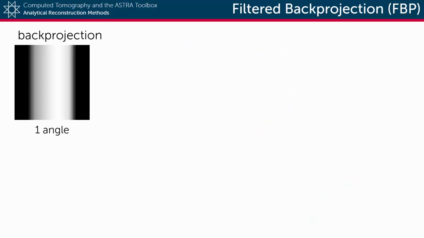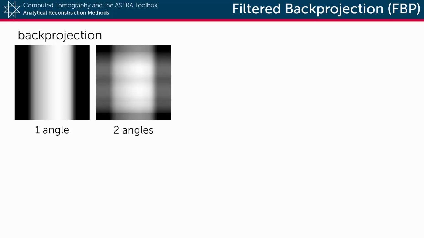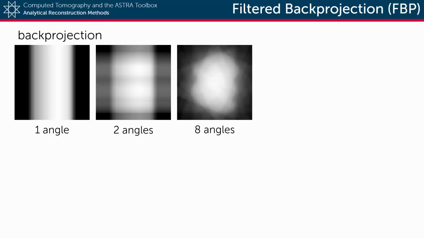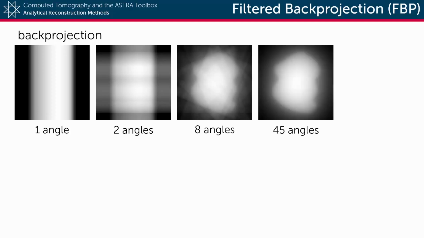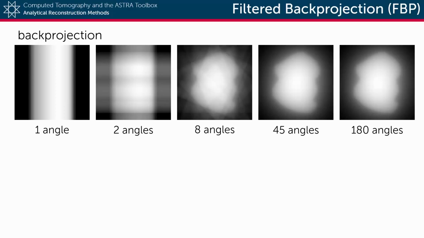So let's look at an example. If we back project from one direction, you indeed get the detector function smeared out over the volume. If we then add the back projection of a second direction, two of such smears are added together. For 8 projections, 8 smears are added together, and you can already start to see the outline of the object that we're interested in. And as more projections are back projected, this object becomes clearer and clearer.